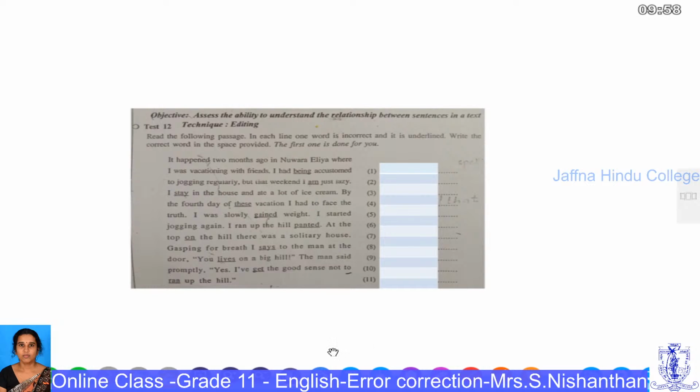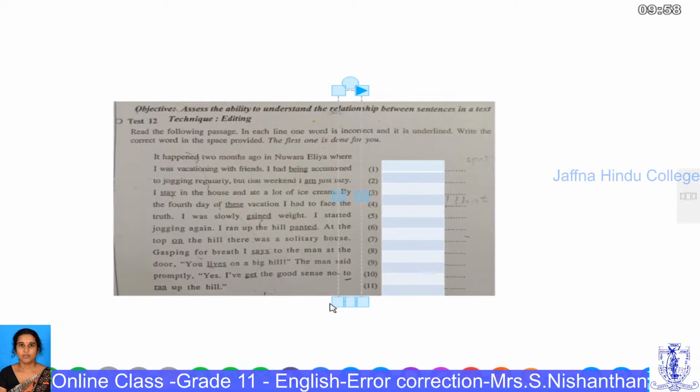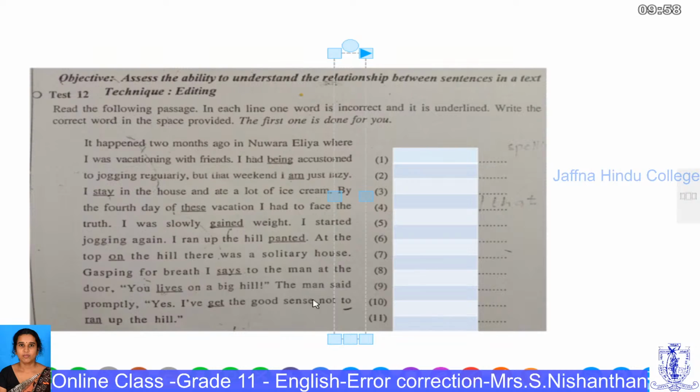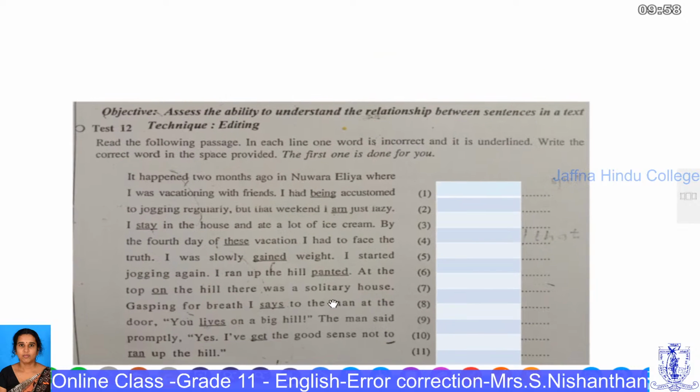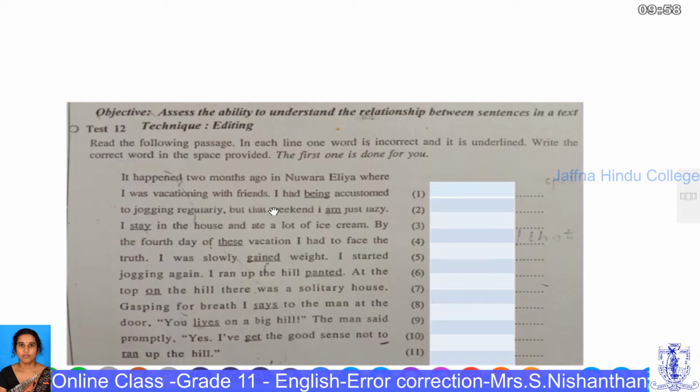Then again, finally, this is also a question from your final examination paper to assess the ability to understand the relationship between sentences in a text. Right? Editing. The technique we use is editing. Read the following passage. In each line, one word is incorrect and it is underlined. Write the correct word in the space provided. This is like proofreading. There may be errors in printing or writing or somewhere else. We have to correct them. Right? First go through the paragraph.